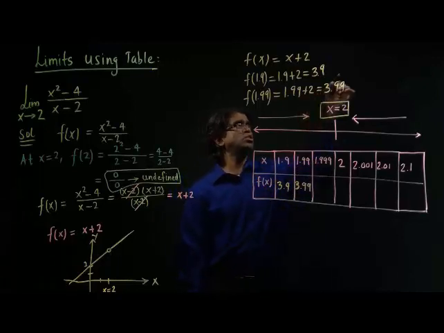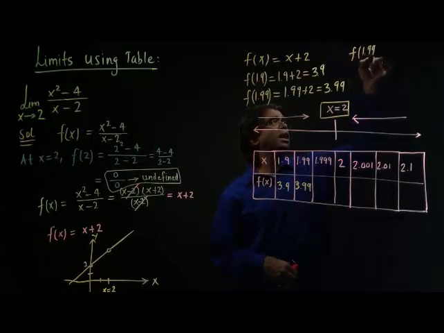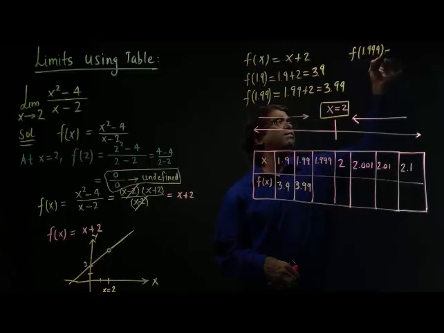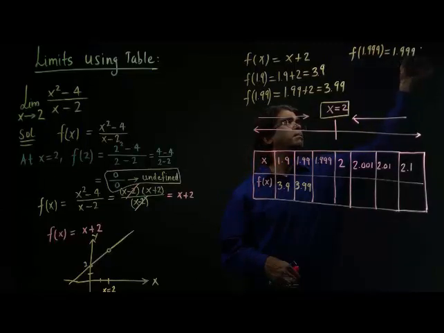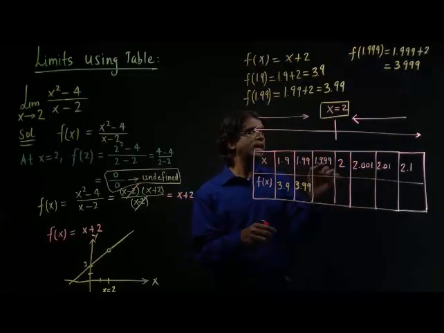Now, let's consider 1.999. I'm going to consider the value of the function f at 1.999, and if I do that, I have 1.999 plus 2, and that will give me 3.999. So at 1.999, the value of the function is 3.999, right?